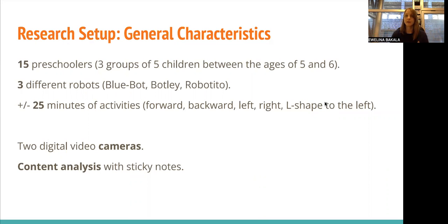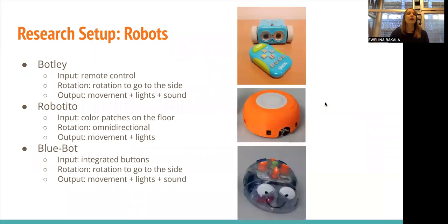We registered the data with 2 digital cameras, from above to see the children's distribution on the floor, and also from the side to see the facial expressions. We did the content analysis with sticky notes and came out with some recommendations and results that I will present later on. So what is important in our research are the robots, because they're different.